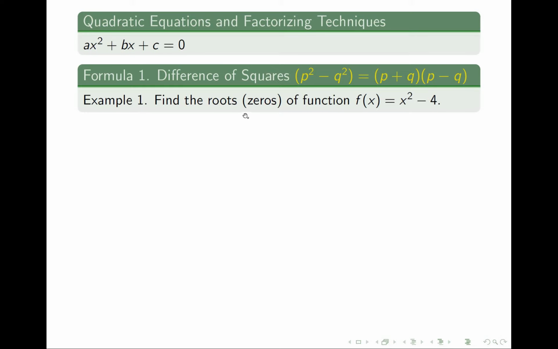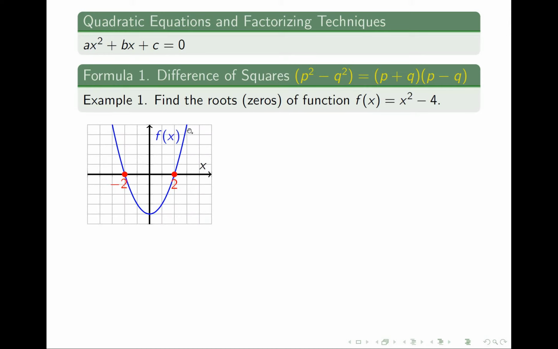We would like to find the roots or zeros of the function f(x) equals x squared minus 4. So first, let's see how the graph of this function looks. If we draw the graph of this function, we will see that it crosses the x-axis at 2 points, namely plus 2 and minus 2. Further, we can see the vertex of this function, which has coordinates (0, minus 4). So let's find the roots of this function analytically.